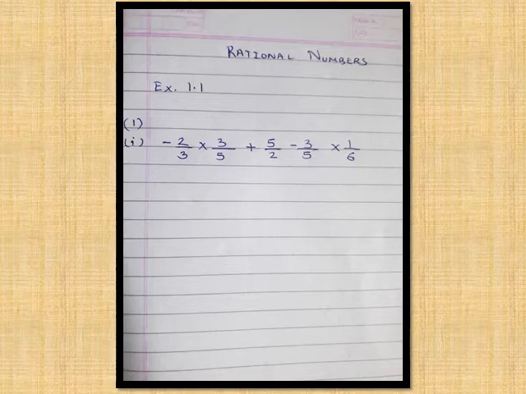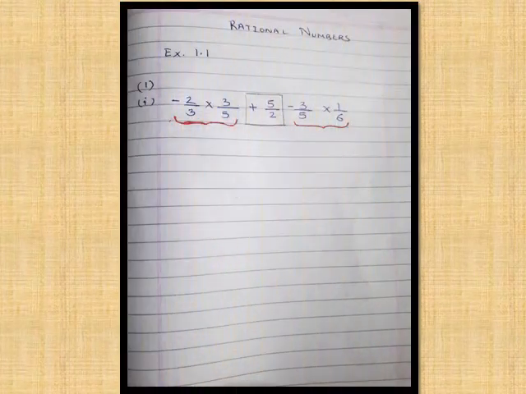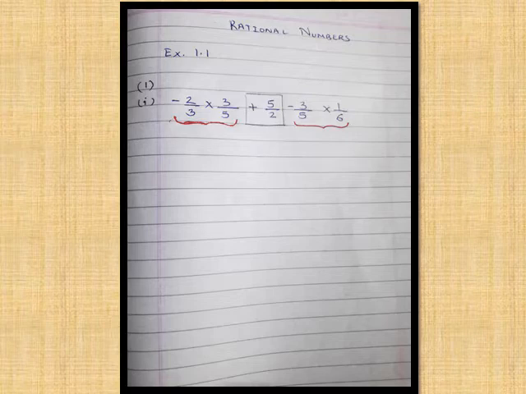Can you find another group where the multiplication sign is in between? Yes, the last two, negative 3 upon 5 multiplied by 1 upon 6. Also note that 3 upon 5 in both these groups is common. The remaining odd one out is plus 5 upon 2. So you see, I have put them into groups. I have identified the groups.